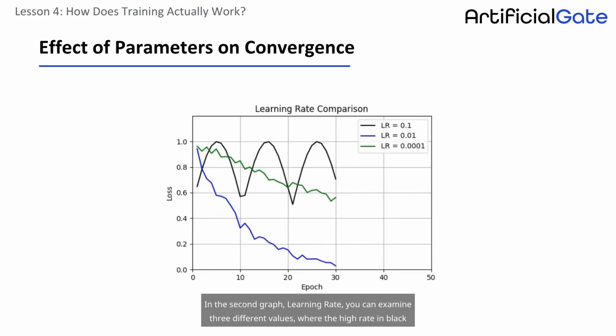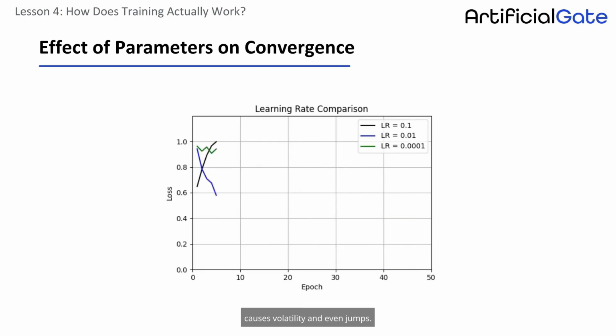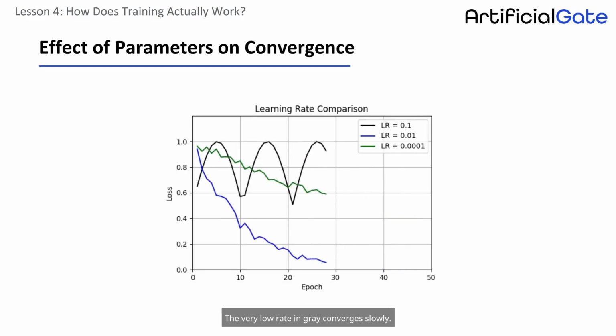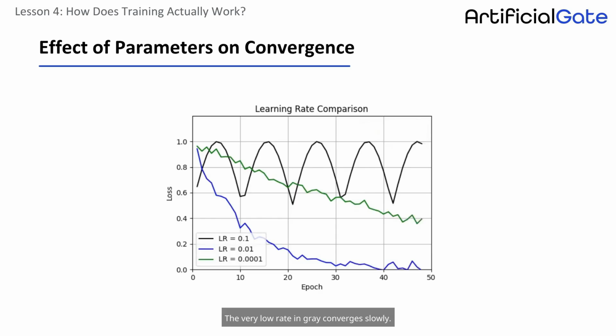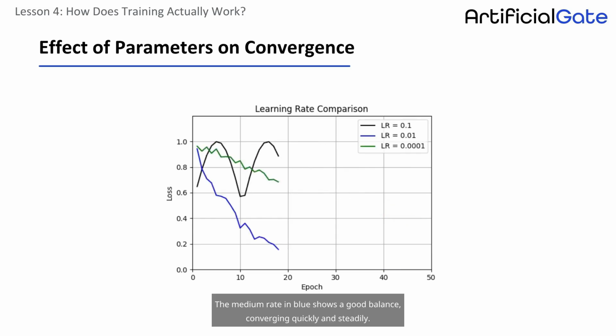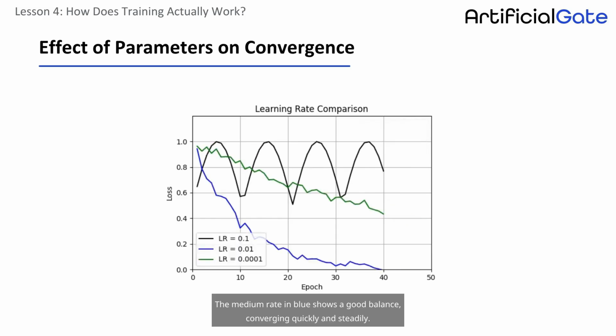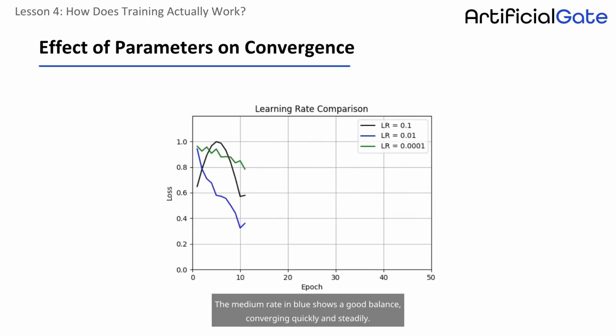In the second graph, learning rate, you can examine 3 different values, where the high rate in black causes volatility and even jumps. The very low rate in gray converges slowly. The medium rate in blue shows a good balance, converging quickly and steadily.